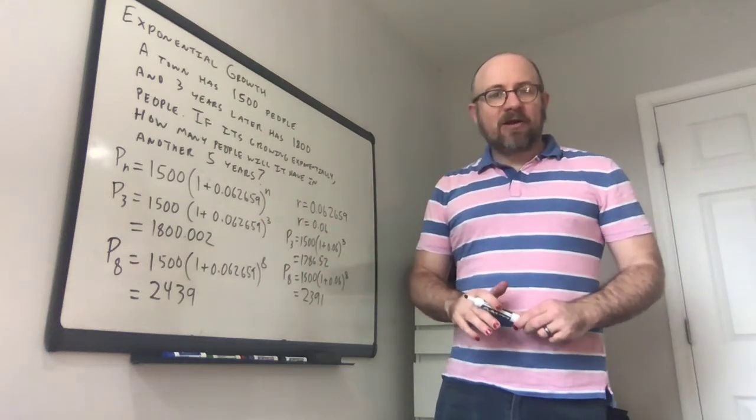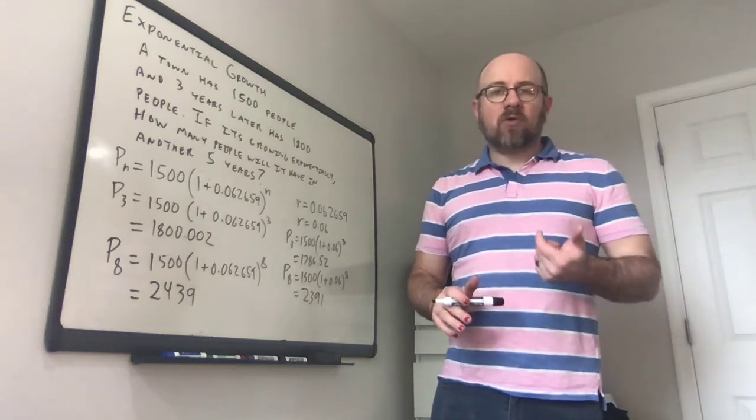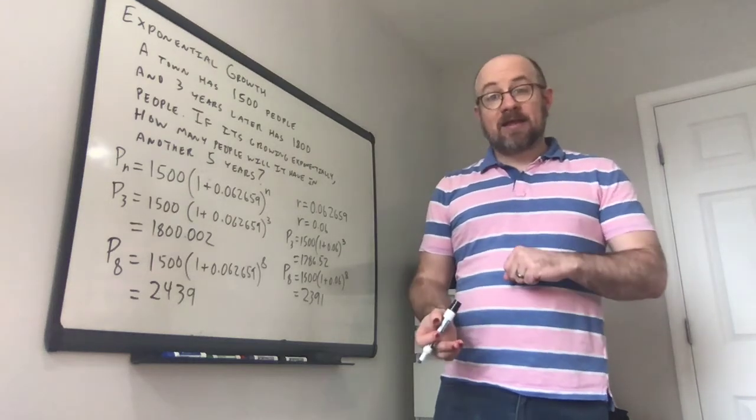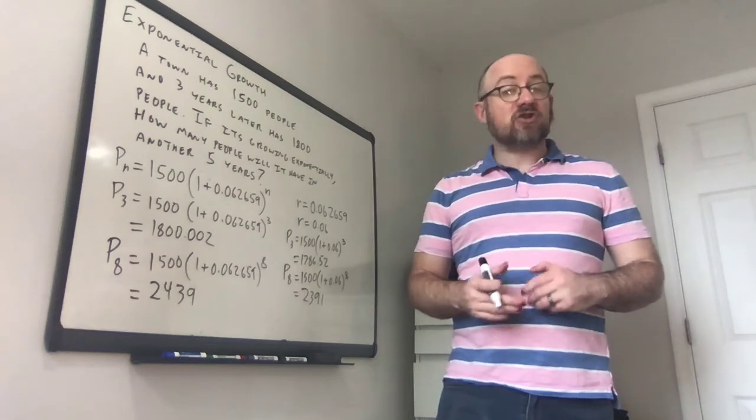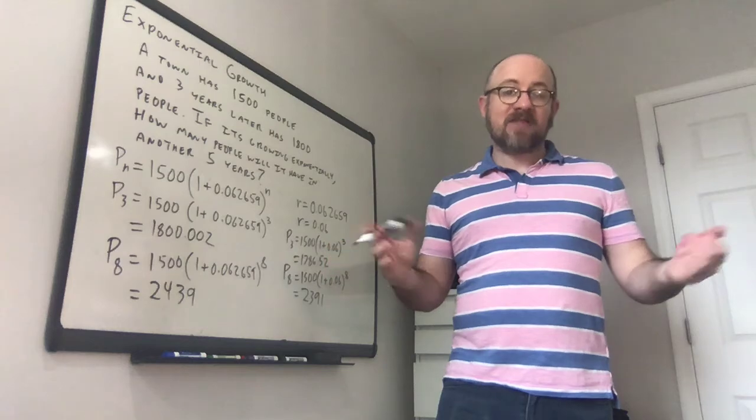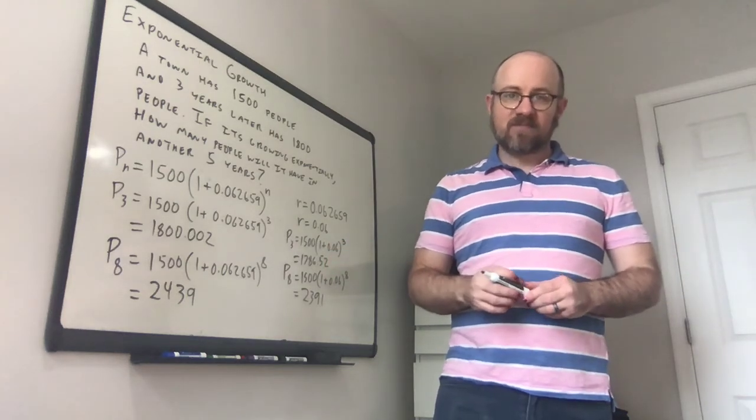Okay? In our next lecture, we're going to talk about how to solve for n. If we want to know, for example, in this problem, when will the population hit 2,000 people? And for that, we're going to need to use logarithms. And we'll do that in the next one.